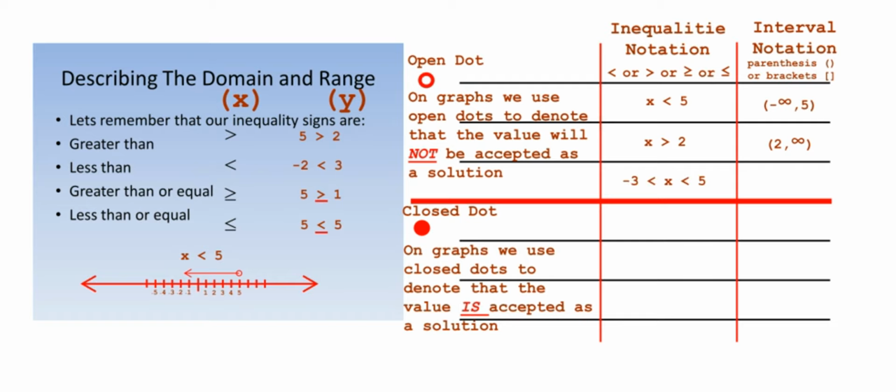Another example. -3 is less than x, which is less than 5. So that means we have a limit from -3 all the way up to 5. Interval notation format: a couple of parentheses and a comma in the middle. Lower boundary, -3, higher boundary, 5. Once again, since it's an open dot, because we have a less than on both sides of the x, that means we put parentheses on both sides: on the left of -3, and on the opposite side of the 5. So in other words, on the right side of the 5.